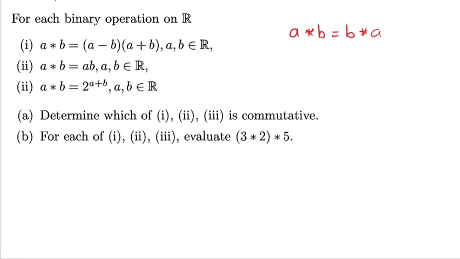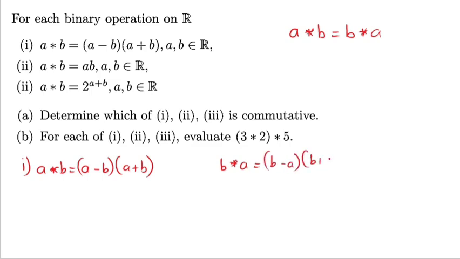That's what it means when an operation is commutative. So out of these operations, let's see which one is commutative. Let's start with the first one. For the first one, we have A star B is equal to A minus B and A plus B. Now the opposite of this will be B star A. Just swap the letters, meaning that it will be B minus A and then B plus A.